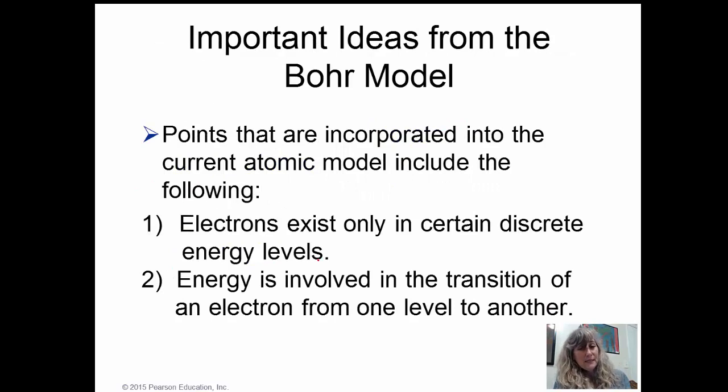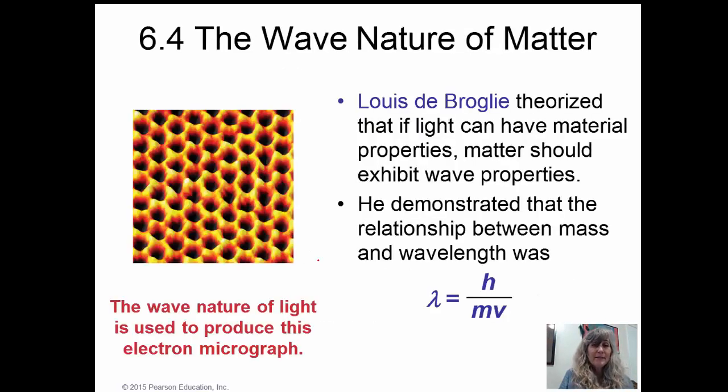But he did do some good things. So he said electrons exist in discrete energy levels. That's important. Energy is involved in the transition of an electron from one level to another. So remember, they exist in their ground state, they jump to the excited state, they lose energy, and fall back down, emitting specific wavelengths of light. You got that part right, and that was all good. But we have to take it a step further.